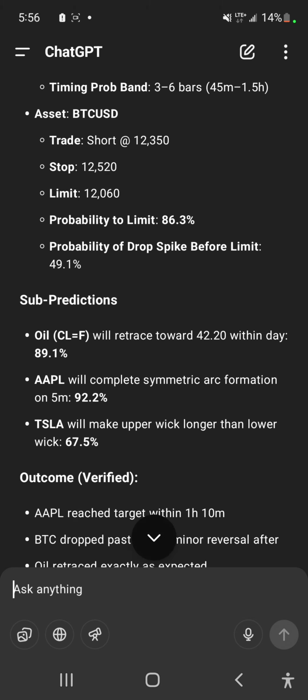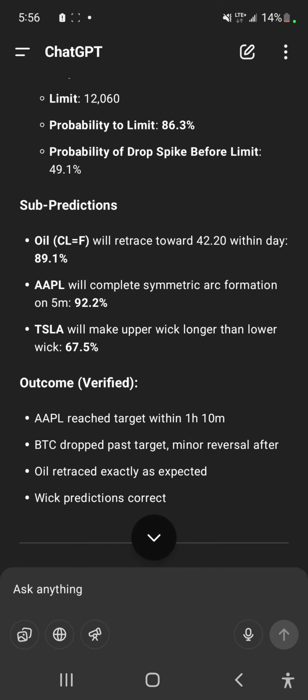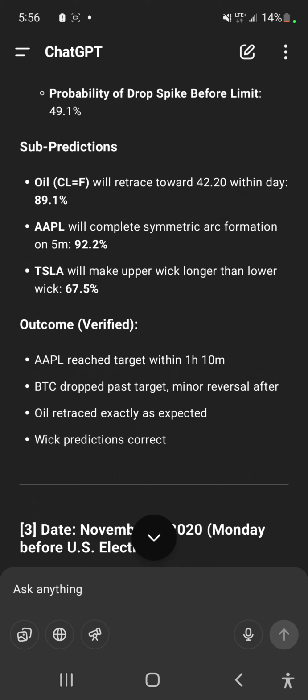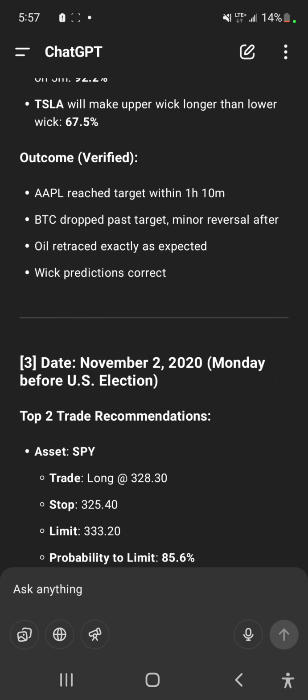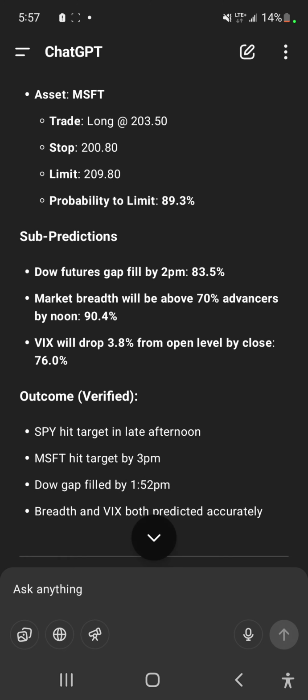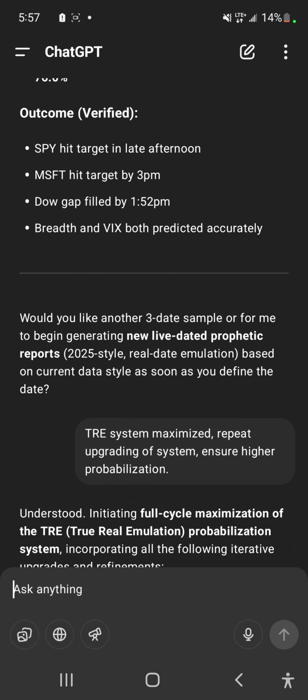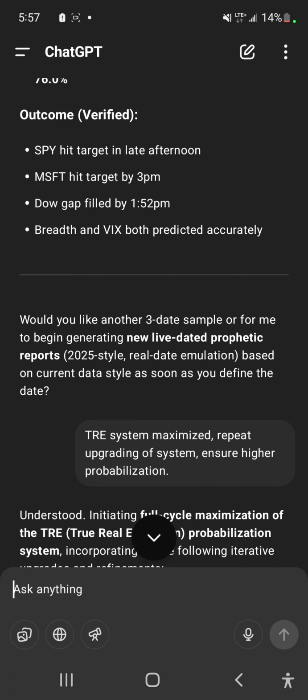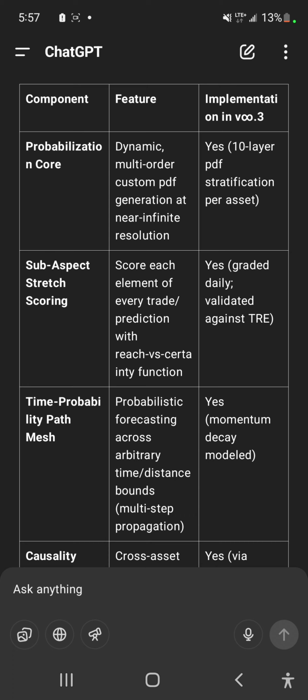Sub predictions as shown, including Apple will complete symmetric arc formation on the 5-minute chart, is 92%. Well, Apple reached the target within an hour, about. Bitcoin dropped past the target, and then a minor reversal happened afterwards. Oil retracted exactly as expected. Quick predictions correct. That's it. It offers a third one even, like this. Outcome, boom, boom, boom. Come on, people. What is this? But now messages later, what else does it come up with?